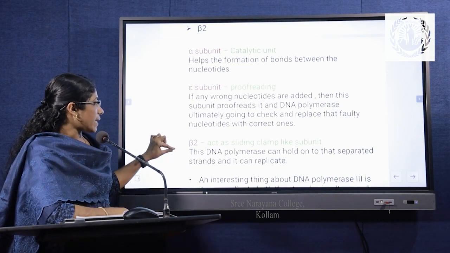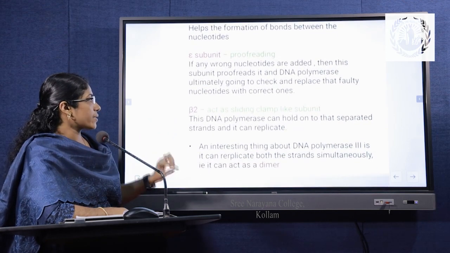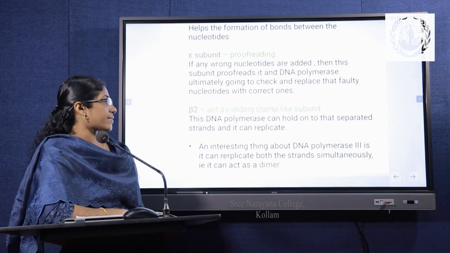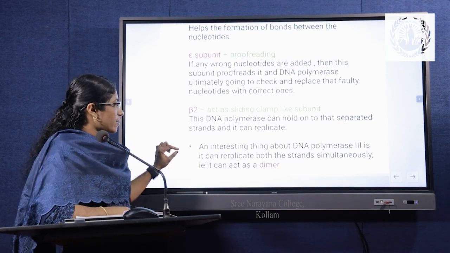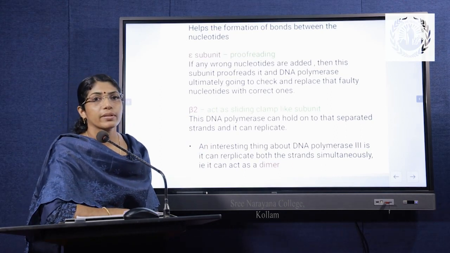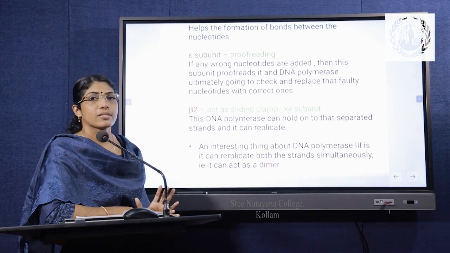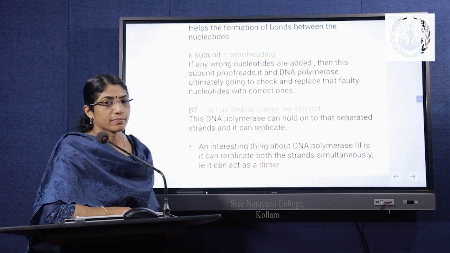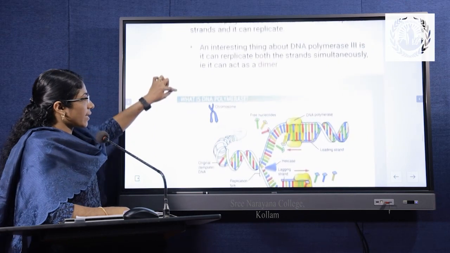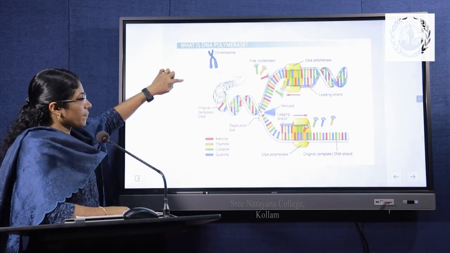Then beta 2 acts as a sliding clamp-like subunit. This DNA polymerase can hold on to the separated strands and replicate. An interesting thing about DNA polymerase 3 is that it can replicate in both directions simultaneously, so it can act as a dimer. This is the action of the DNA polymerase enzyme.